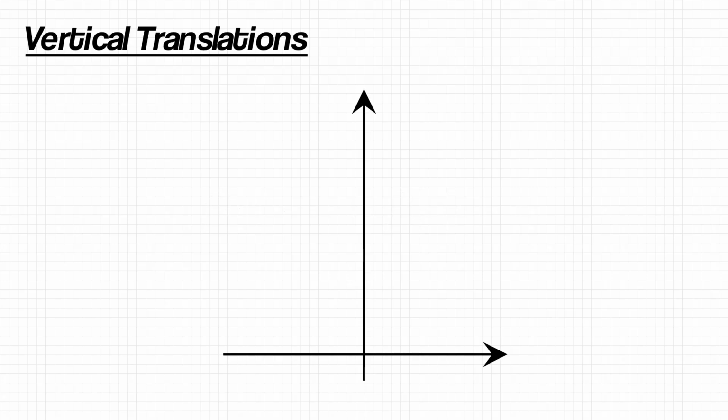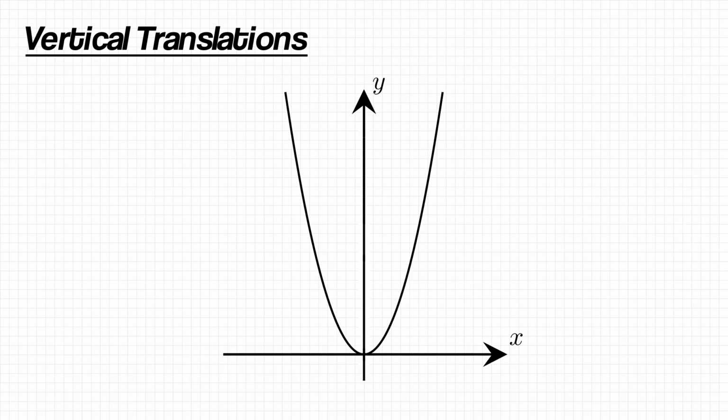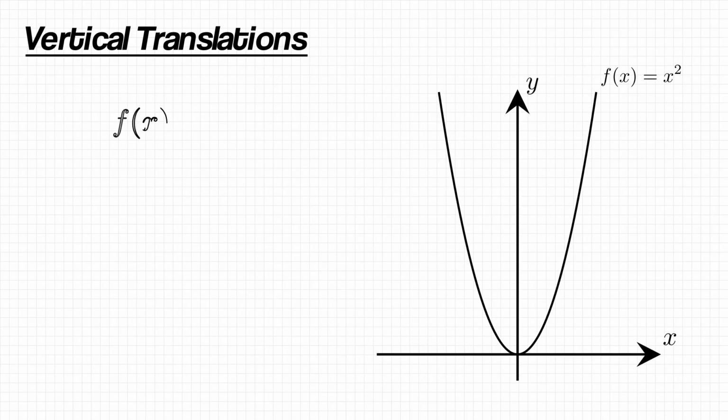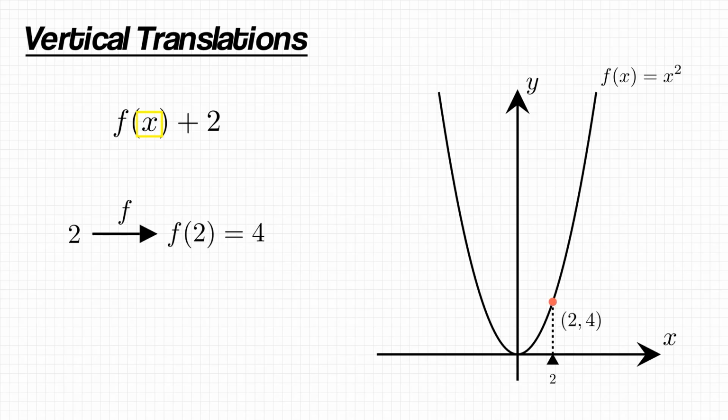So if we take the graph of f(x) = x², the graph of f(x) + 2 would be the same graph translated up by 2. To understand how this works, let's pass an input through the function. Let's take the value where x equals 2 and then pass it through the function. That would give us f(2), or 4.